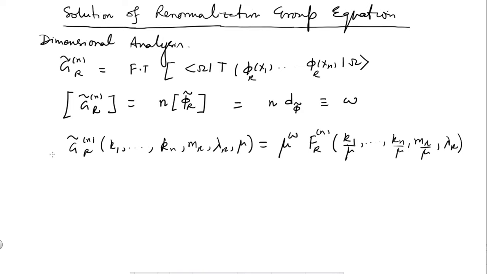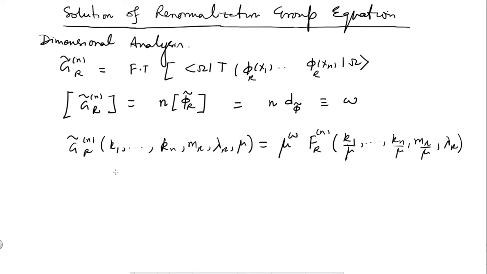See, what I am saying is, g tilde is a sum of certain terms, and each of these terms is made out of k1, k2, kn, mr, lambda r, mu. Each of the terms has to have the same mass dimension, otherwise it doesn't make sense to add objects which do not have the same mass dimension. So g tilde n is some function constructed out of these quantities: the ki's, mr, lambda r, mu.